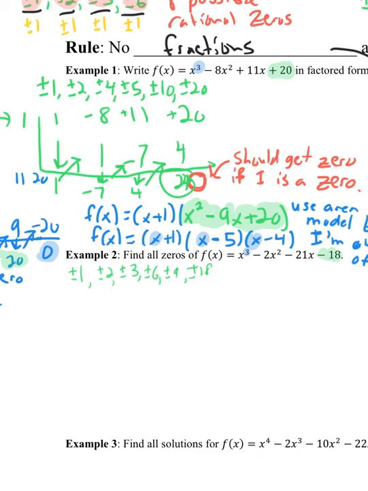So the odds of me picking the correct one at the very beginning are not very good. Okay? Not very good at all. But I can do better than that. I can beat those odds. What I'd want to do is go to Desmos.